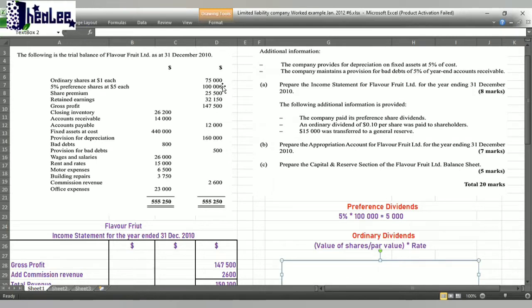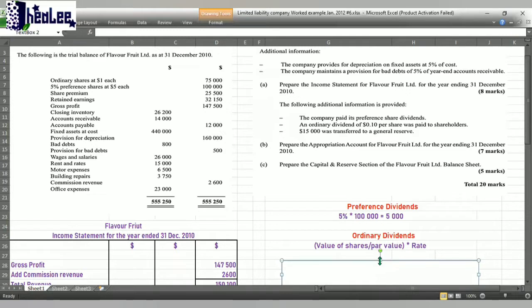However, some questions have $2, $3. Once it is more than $1, you have to be careful and ensure that you divide the value of the shares, which is under the $ sign, in the amount column, by the par value, and then you multiply by the rate once it states per share. Some questions don't give you the par value, so you would just multiply the amount, the value, by the rate to be paid out to your ordinary shareholders.